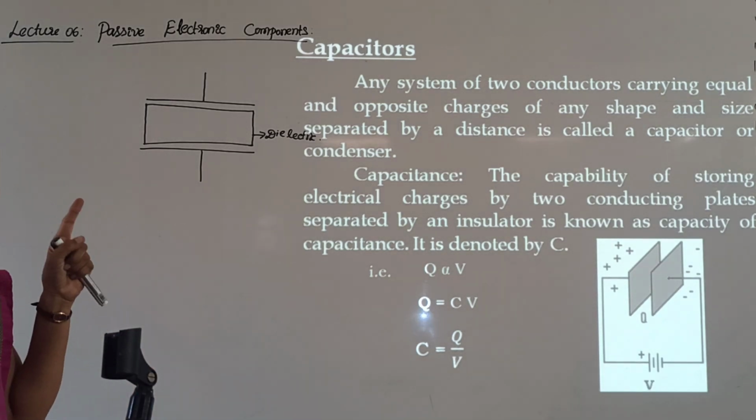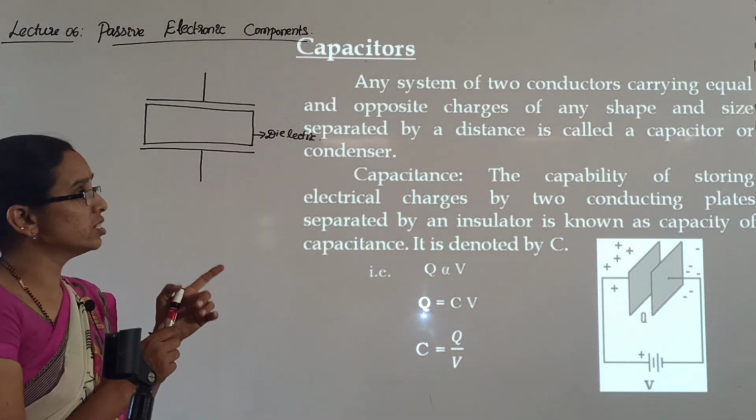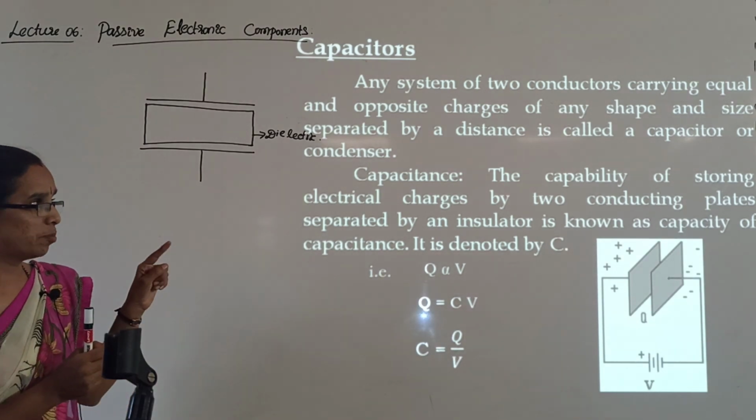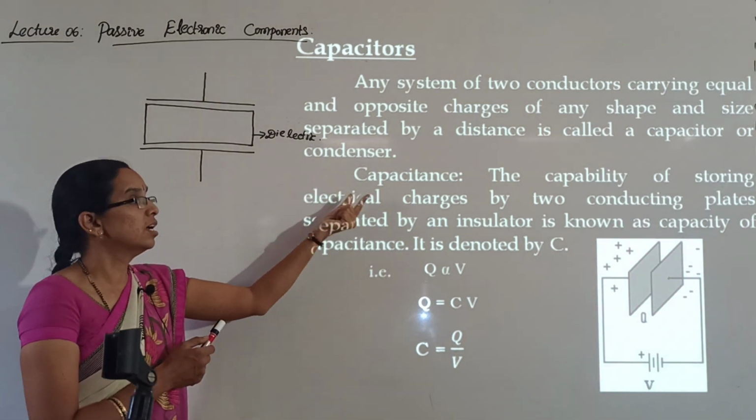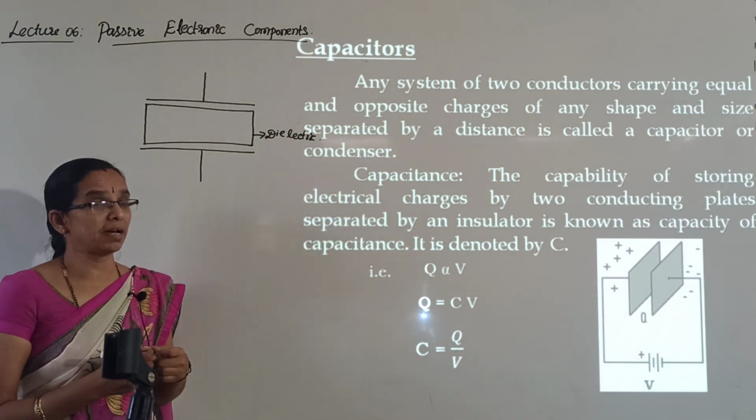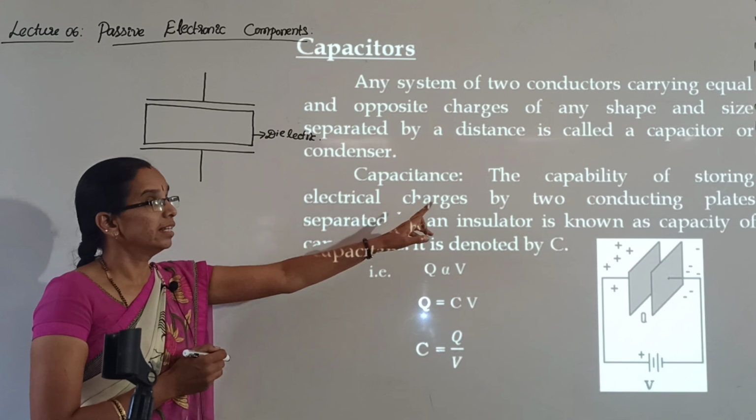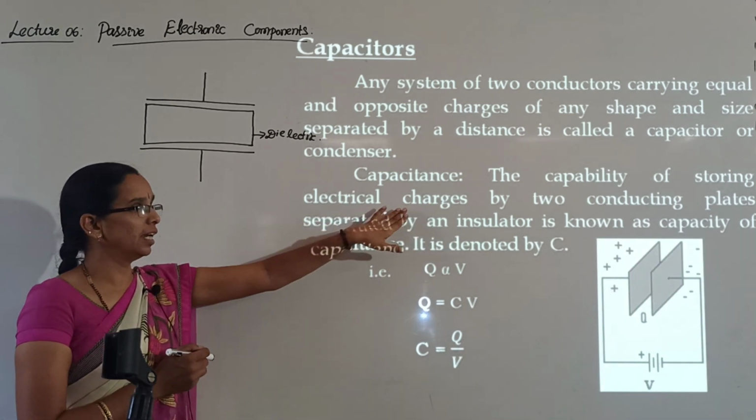Any system of two conductors carrying equal and opposite charges, of any shape and size, separated by a distance is called a capacitor, or it is also called a condenser. Capacitance, what do you mean by capacitance? Capacitance is the capability of storing electric charges.